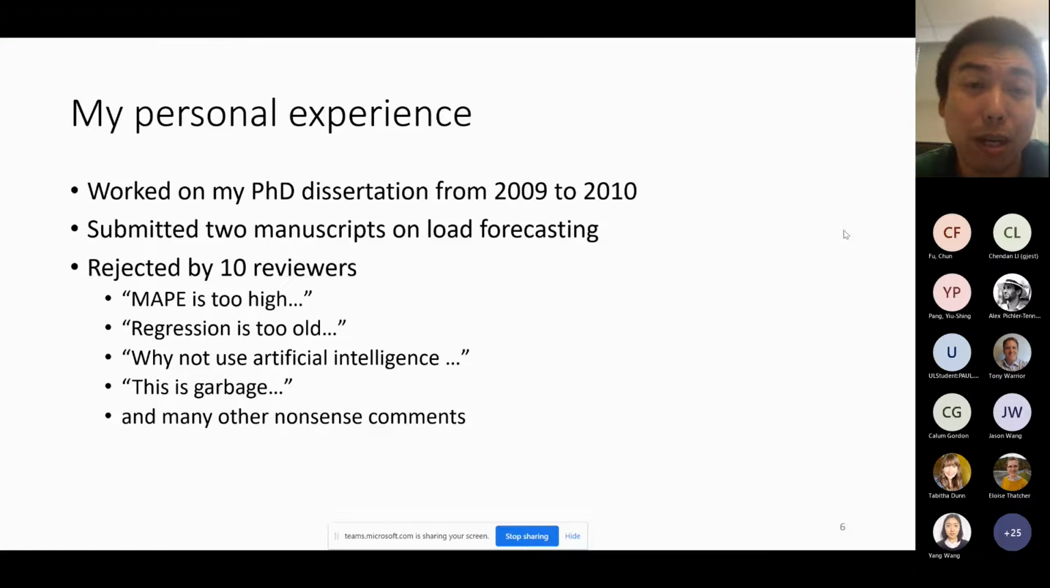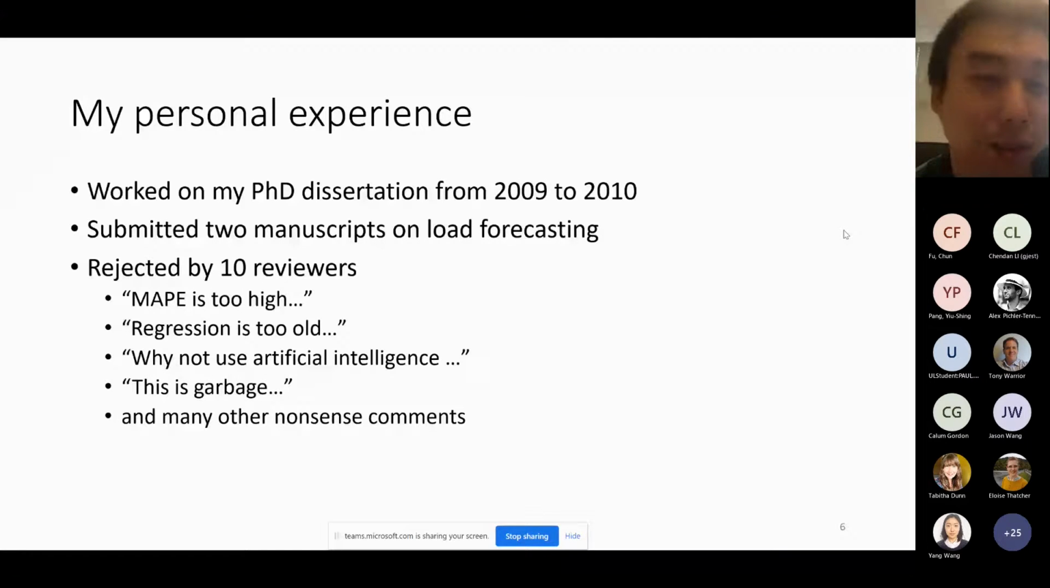Some areas you may see a 3% MAPE, 4% MAPE, some areas you may see 5-6% MAPE, and some you may see 10% MAPE. So if you haven't done this, then just saying, oh, the other papers are showing 1% MAPE, and yours is 5%, that's too high, it's not fair. Okay, and then some said regression is too old, and some said, why don't you use artificial intelligence?